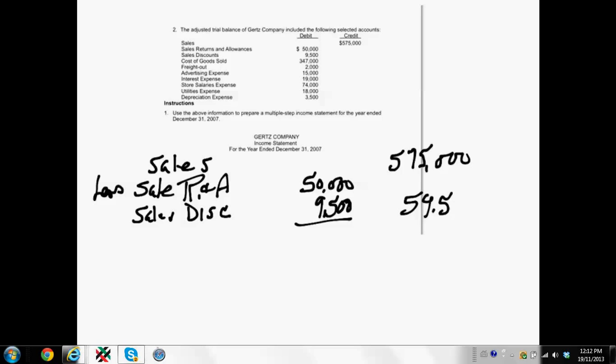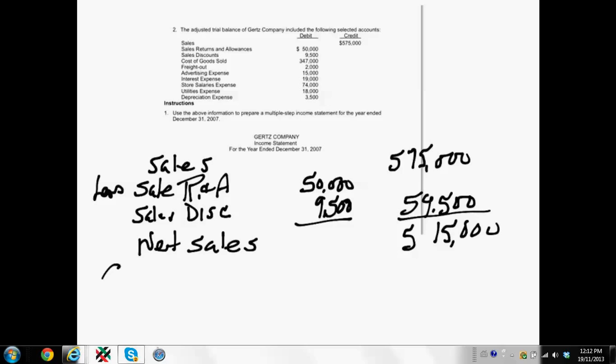$59,500 is the reduction in sales. So therefore, net sales would be 515,000. Now from that, we take the cost of goods sold. And that would be 347.